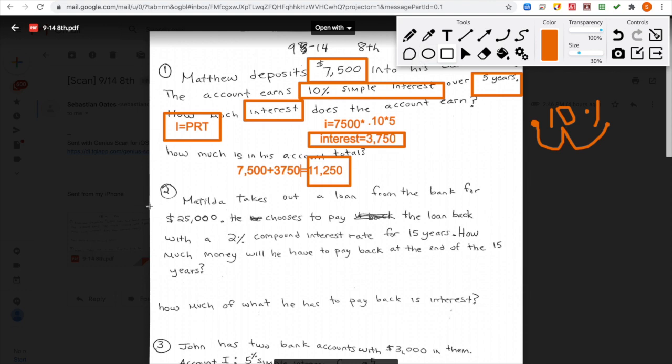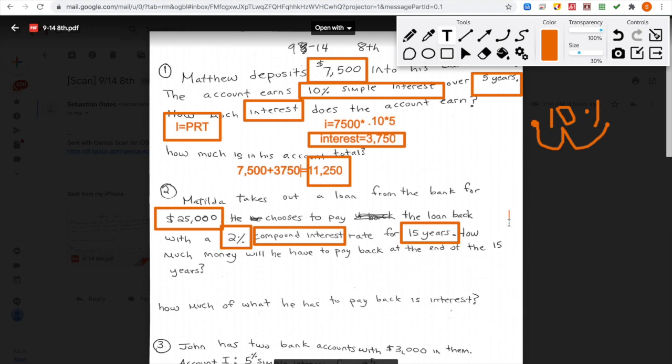So I'm going to underline some important pieces of information. We know that our principal is going to be $25,000. We know that our interest rate is going to be 2%. We know that our time is going to be 15 years. And lastly, we know that we're going to use the compound interest formula.